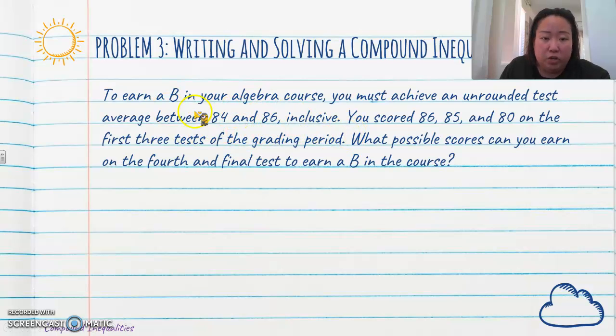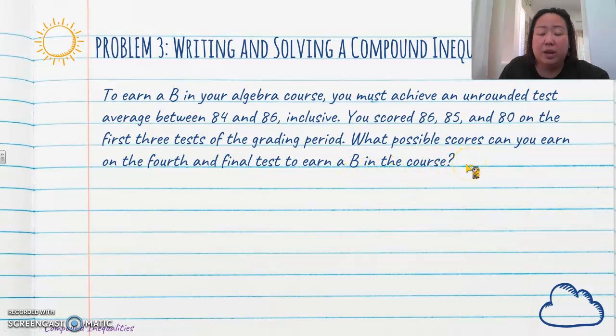So your average should be somewhere between that. You scored 86, 85, and 80 on the first 3 tests of the grading period. What possible scores can you earn on the 4th and final test to earn a B in the course?